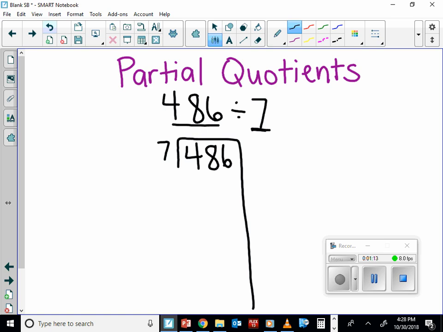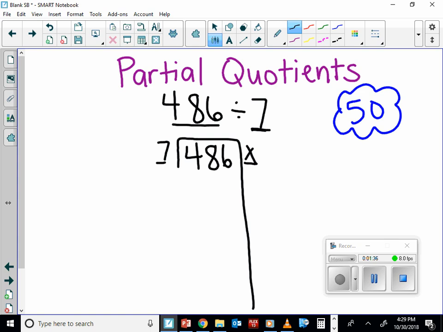You are going to be asking yourself, 7 times what can get me as close to 486 as I can without going over. Just like in division, but there's lots of possibilities. And I tell my class that there's a magic number of 50. I always start with 50, and then I ask myself, can I go higher? Can I go lower? So let's start with that.